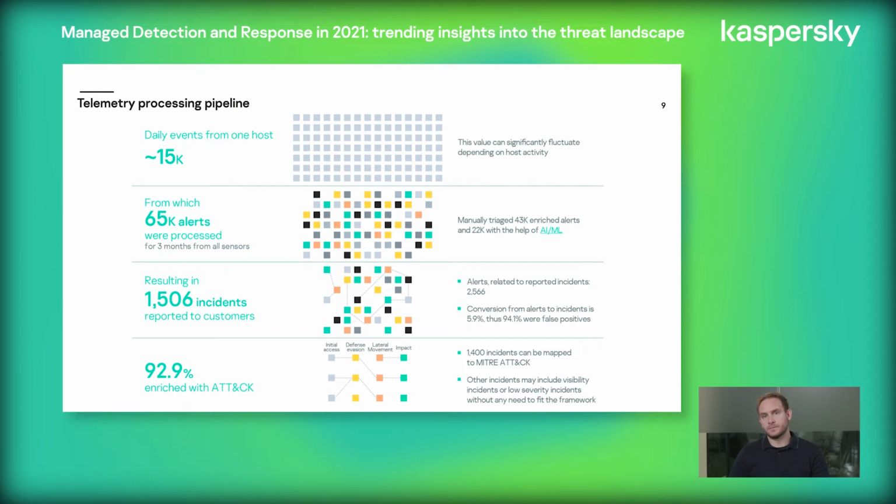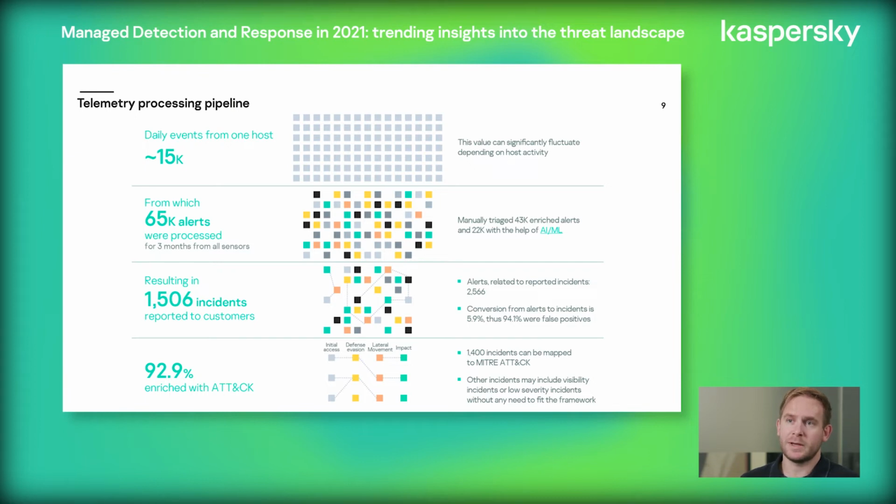Usually it's upwards. The MDR pipeline automatically processes received data, and that resulted in about 65,000 alerts for a 3-month period, with 1/3 of them being automatically resolved by our MDR AI analyst, essentially the machine learning engine inside MDR. The remaining 43,000 alerts were investigated by our SOC team, and that resulted in little more than 1,500 true positive incidents reported to customers.